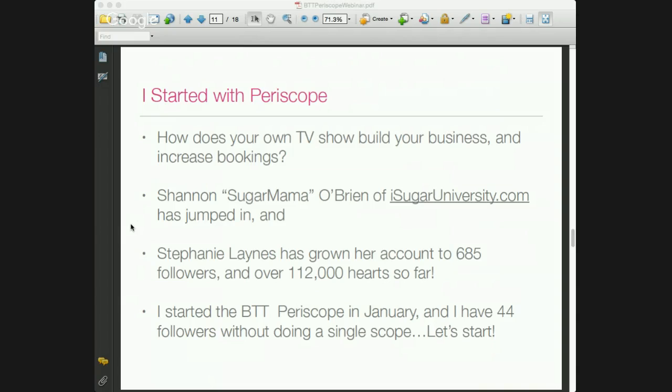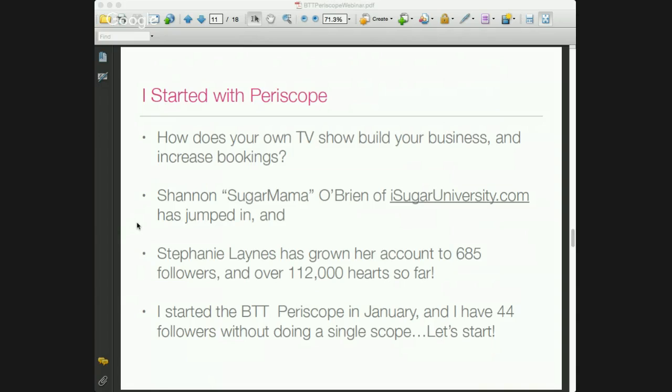And if you look at 2 of my clients, Shannon, the sugar mama, O'Brien of iSugar University, my sweet peep, she is my sugar mama. Yes, she's the one that keeps me smooth and happy. She's jumped in and she's doing Periscopes. And Stephanie Lanes, another of my clients, you know her probably as well, stephanielanes.com. And she's grown her account since I started her on Periscope to 685 followers and over 112,000 hearts so far. And we'll get into what exactly hearts are and how you get them.